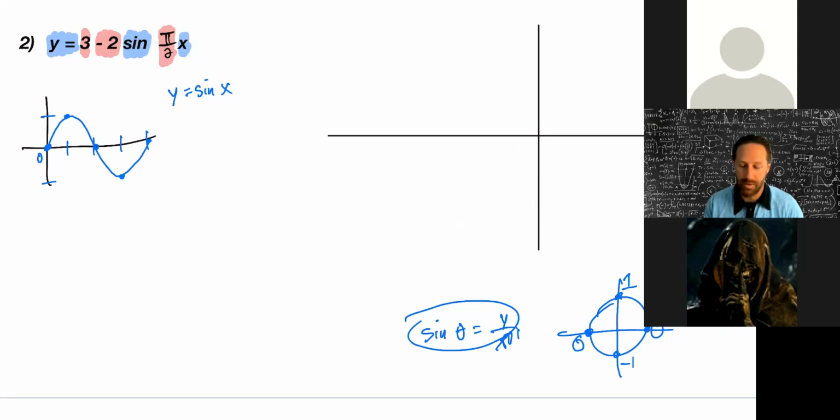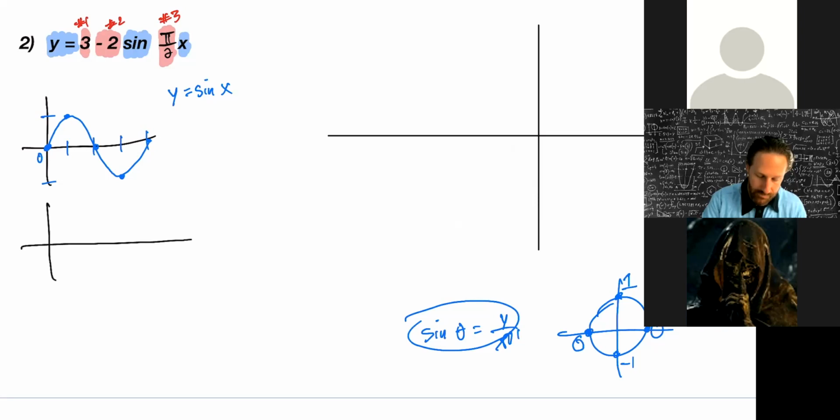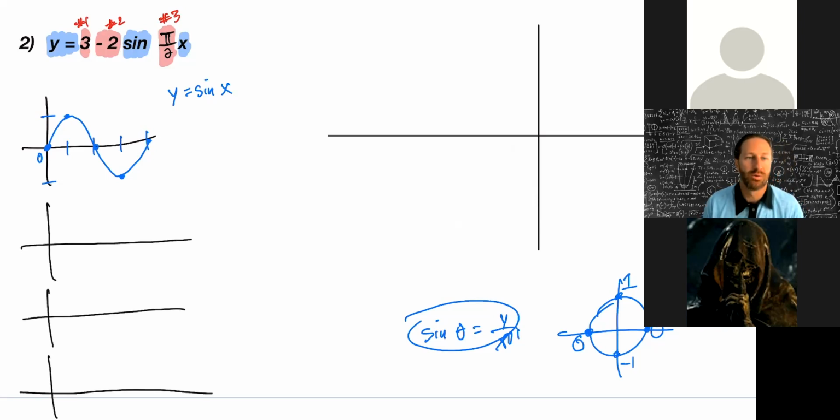Now that I have that, I've got to do these few things. And what are these things? There's 1, 2, 3 things like you said. So I'm going to draw a few additional graphs in hopes that I can do these things one at a time. Which one of those things do you want to do first? 1, 2, or 3? 1.